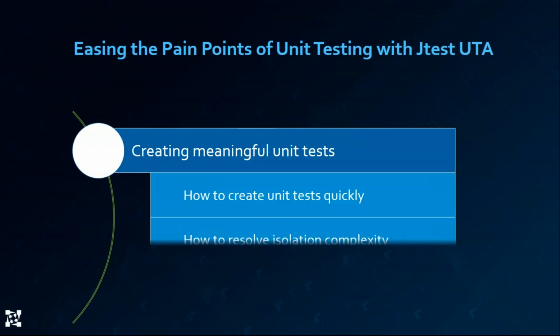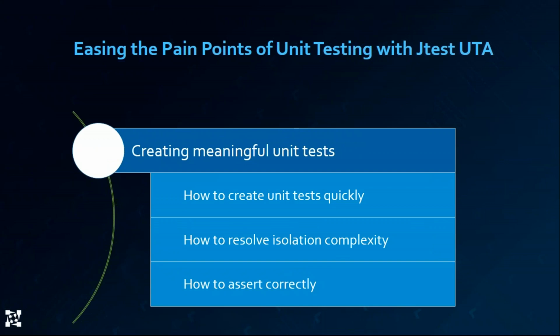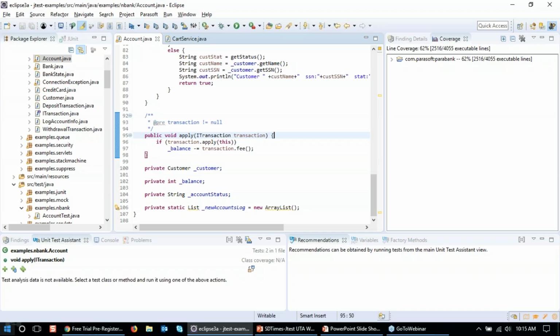Perfect. Thanks, Mark. So I'll be showing you today how the JTest Unit Test Assistant can help you create your unit test more quickly, reducing that complexity associated with isolation, and to be able to handle assertions correctly via its recommendations and guided process. So I'll switch over to my IDE here. Again, I'll be using Eclipse here with my JTest plugin installed. There are different views I have set up here. I'll mostly be working towards the bottom half where my UTA views are.